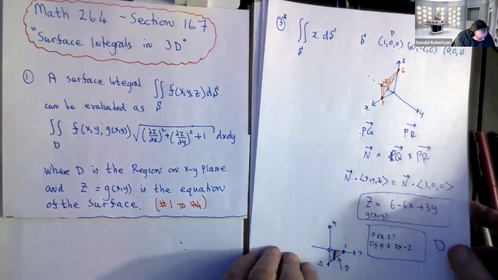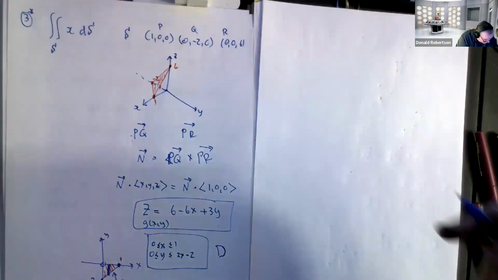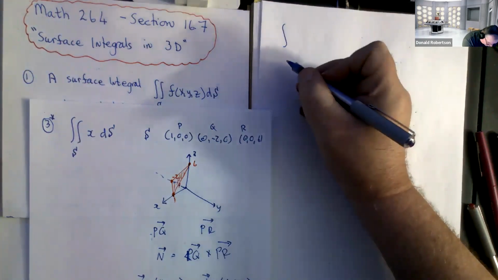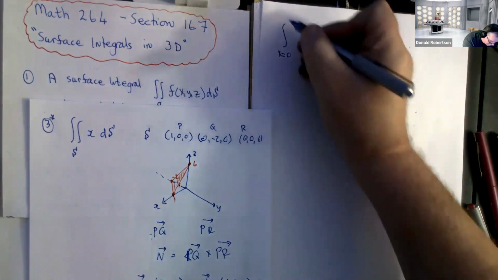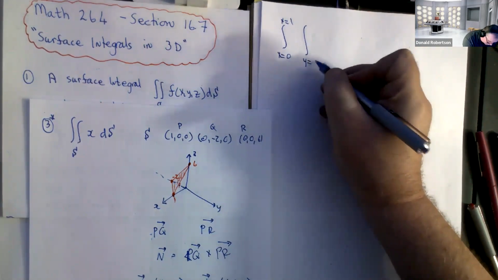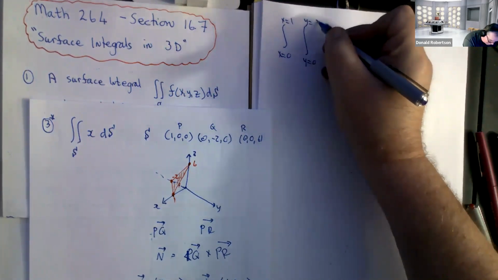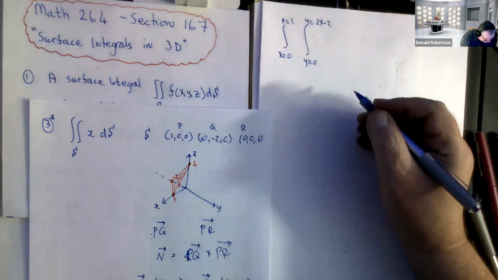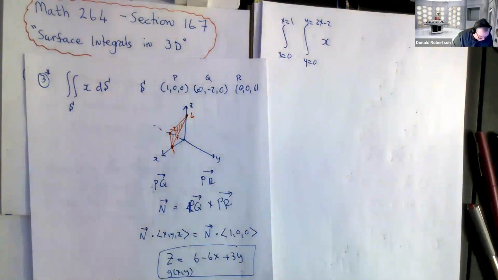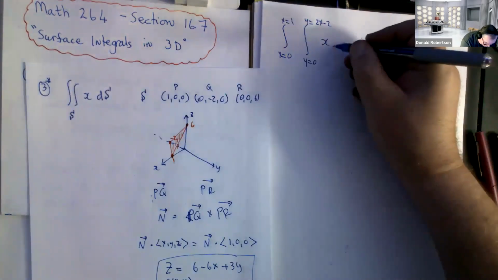So we have everything we need to set up the integral. So it's going to be the integral from x equals 0 to 1, the integral from y equals 0 to 2x, take away 2. The function that we're integrating is pretty boring, it's just x. And then we can put in the square root part.